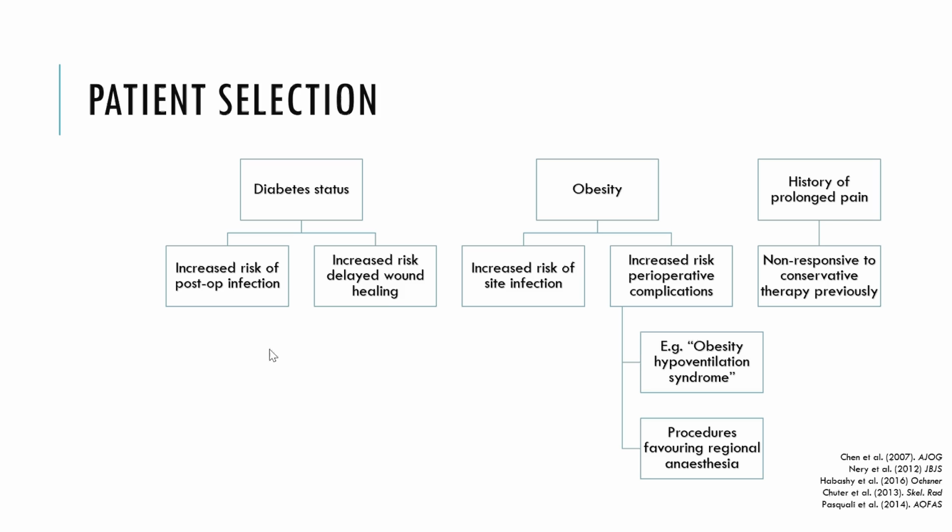So with these complications in mind, it is important to choose the correct procedure for the patient. A history of diabetes and obesity does complicate it due to increased morbidity risks of undergoing a general anesthetic and increased post-operative complications.